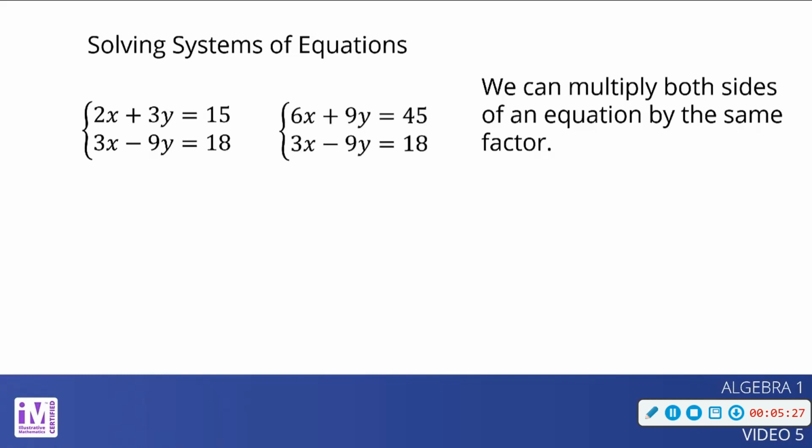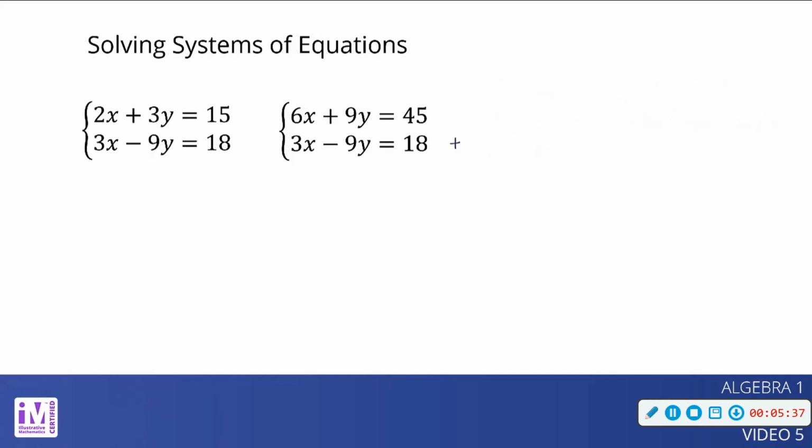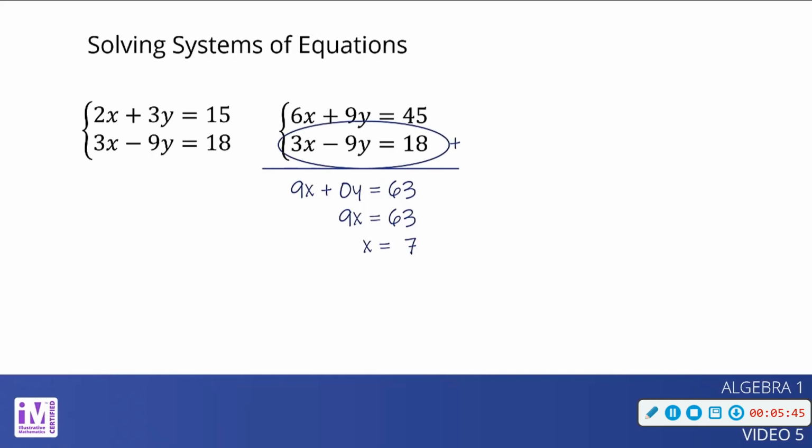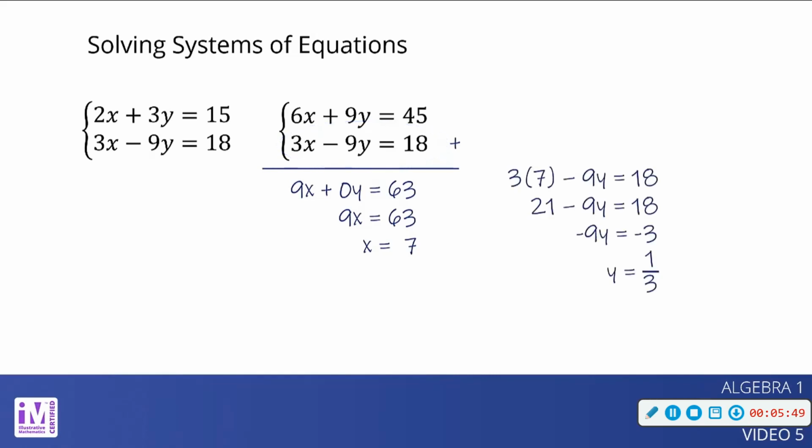Multiply the first equation by 3 to get 6x plus 9y equals 45. Adding this equation to the second equation eliminates y. Substituting 7 for x in the second equation allows us to solve for y. The solution to this system of equations is x equals 7 and y equals 1/3.